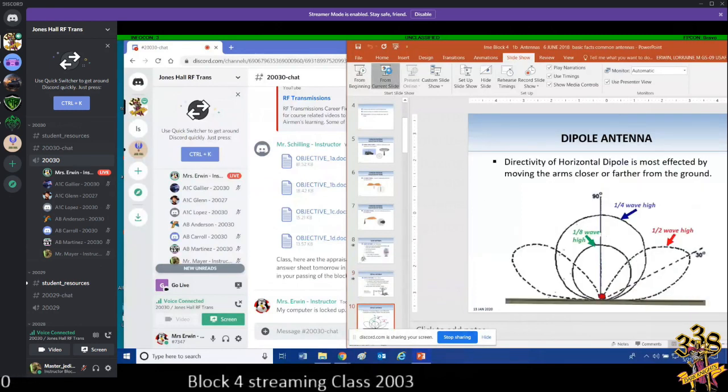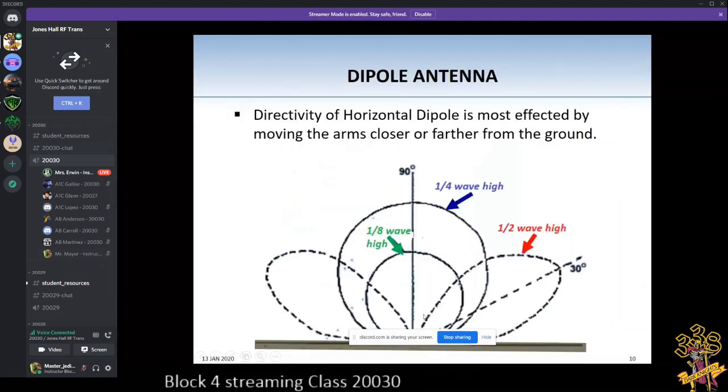It's going to be a bidirectional antenna, meaning if you look at this, where it says half wave high, that's going to be your radiation pattern going off the antenna. That's what you get if it's a half wave or more above the ground. How high above the ground does it have to be a half wave high?